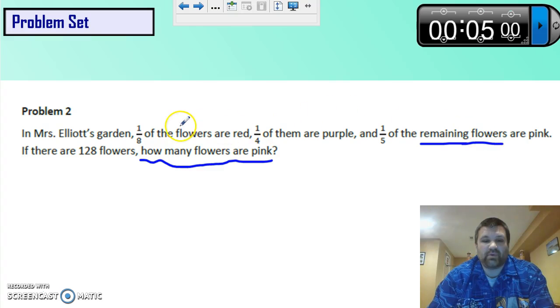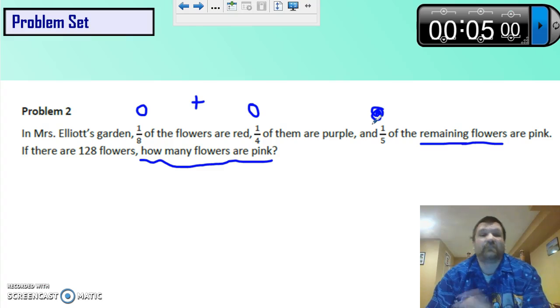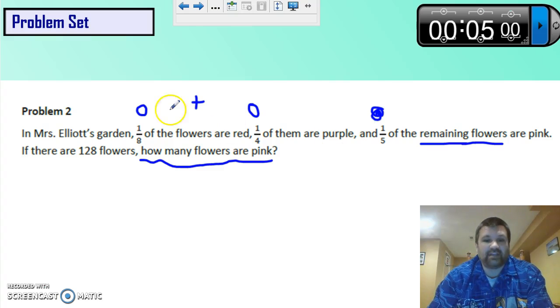So I'm assuming we're going to find out the red one and the purple one, and add these together, and then we're going to subtract it from the total. Okay, we're going to take 1/5 of the total that we have left after we subtract that. Okay, so pause it and solve, please.